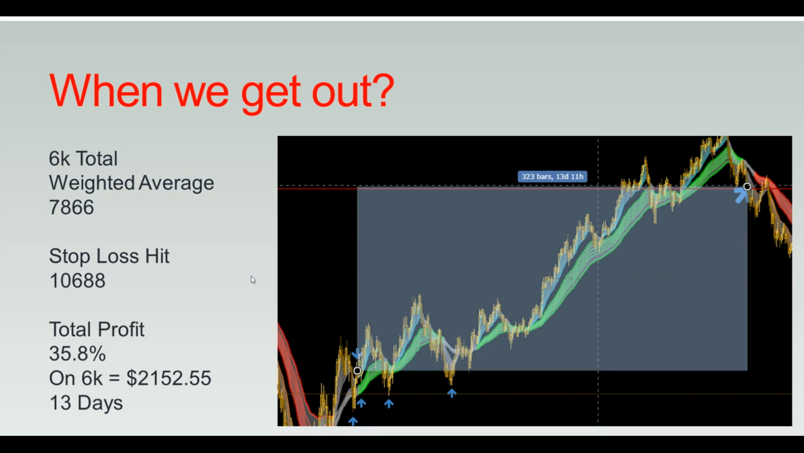How long did that trade take? It was about 13 days, as you can see, when we got in to when we got out, and we just maintained the stop loss going up, and we didn't buy any more to bring that weighted average up because that would have started wrecking some profits. So in 13 days we made 35.8%, and as you can see, it was fairly simple.